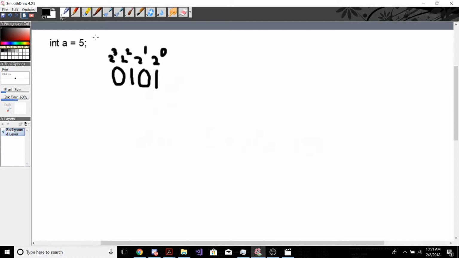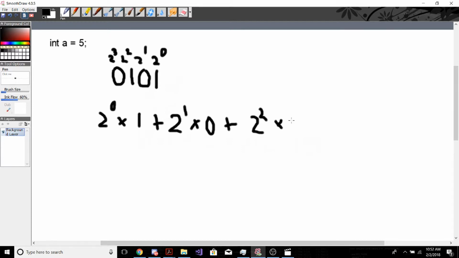So how do we interpret this? The way we interpret this is basically the same way as we did with base 10. It's just we do 2 to the 0 times 1 plus 2 to the 1 times 0, which will just be 0 because we don't have anything in that place. And then 2 to the 2 times 1 plus 2 to the 3 times 0.